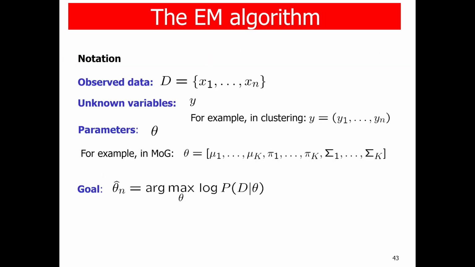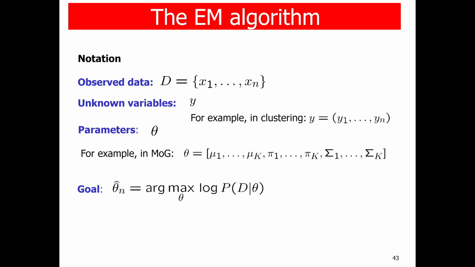Let's quickly summarize our goal. We are given a data set x1, x2, and so on xn, and this data set is denoted by D. Each of these data points belongs to a cluster. These cluster assignments are denoted by y1, y2, and so on, yn. We don't know these cluster assignments. We will need to estimate them from our data. Our unknown parameters are collected in this variable theta. We need to estimate the mu, pi, and sigma parameters.